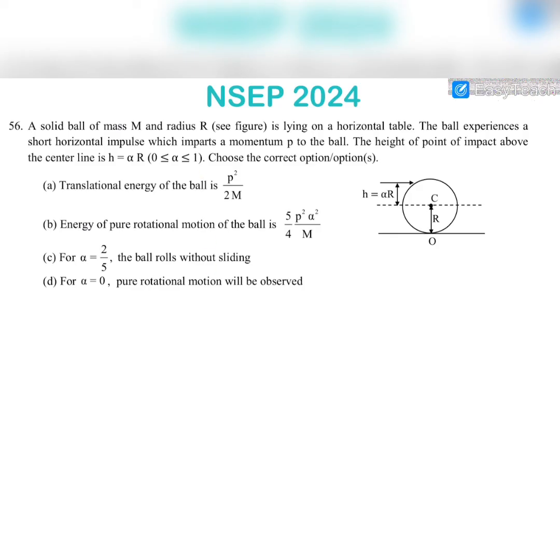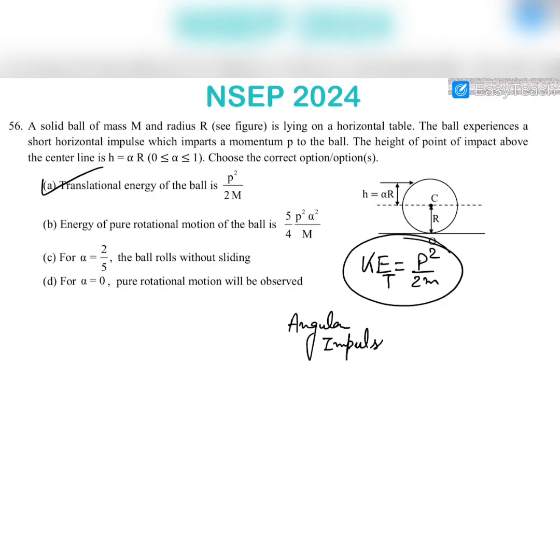So we can say that if the momentum of the ball is p, then its kinetic energy will obviously be p square by 2m. This is obviously the translational kinetic energy, so option A is correct. Now the energy of pure rotational motion of the ball is this. Let us first of all see that we cannot assume the friction on our own, and the angular impulse acting on the ball about this center will be this linear impulse, which is p into this distance alpha r. This is the angular impulse.